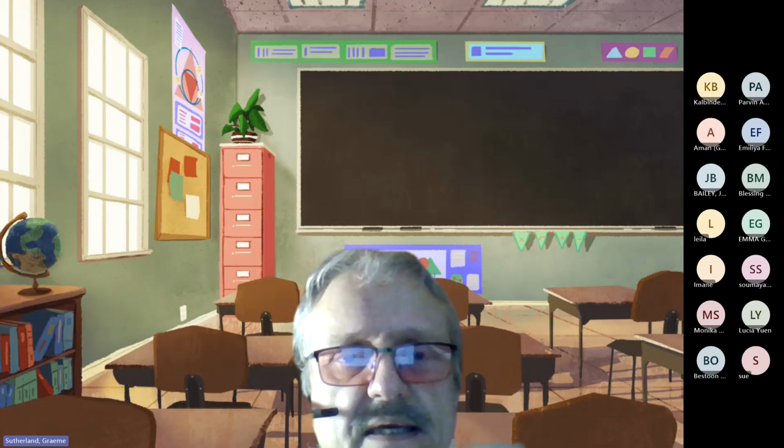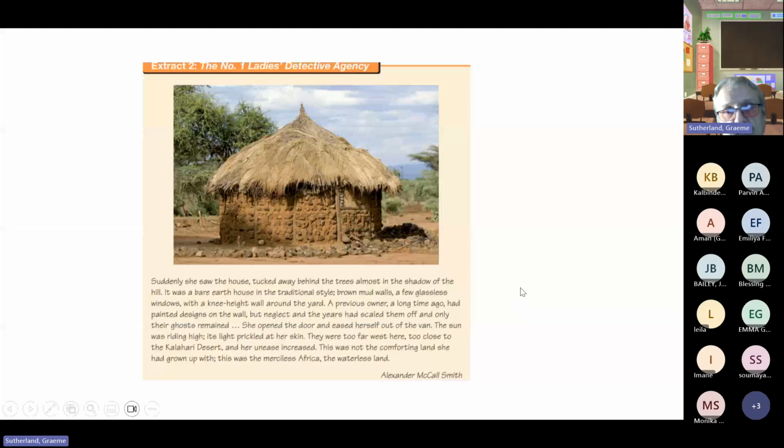Okay, so we're just looking at this description of the hut. You can see that the use of the word ghosts here isn't actually talking about real ghosts, but about the very faint outline images of pictures that used to be on the walls. But the writer didn't use the word ghosts by accident any more than he used the word bare or talked about unease.